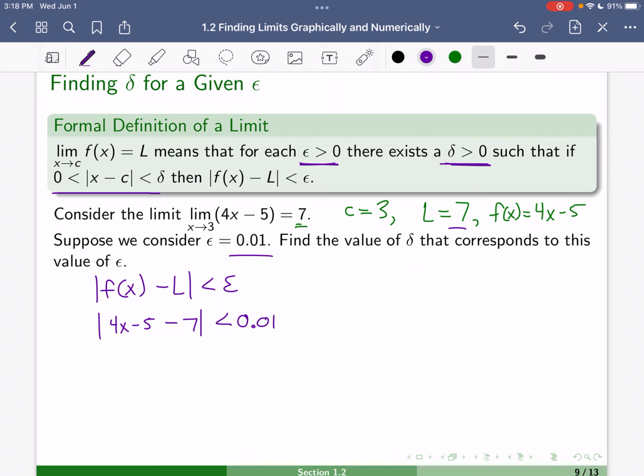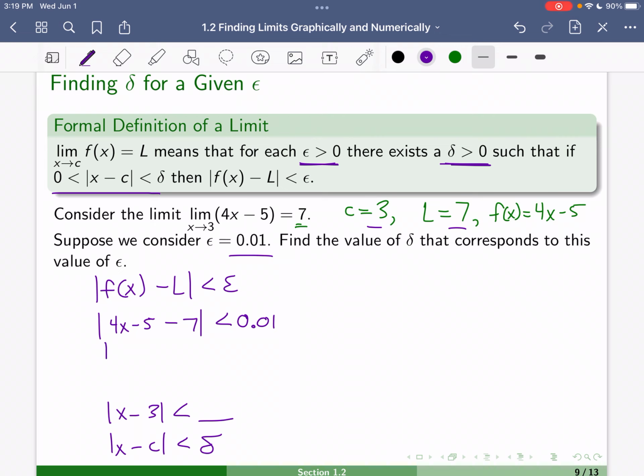What we would like to do is go through a series of steps and end up with the absolute value of x minus c is less than delta. In our problem, our value of c is 3, so we need to get to an absolute value of x minus 3. Then we'll have some number on the other side, and that number is going to be our delta. Now we just need to fill in the gaps between these two things.